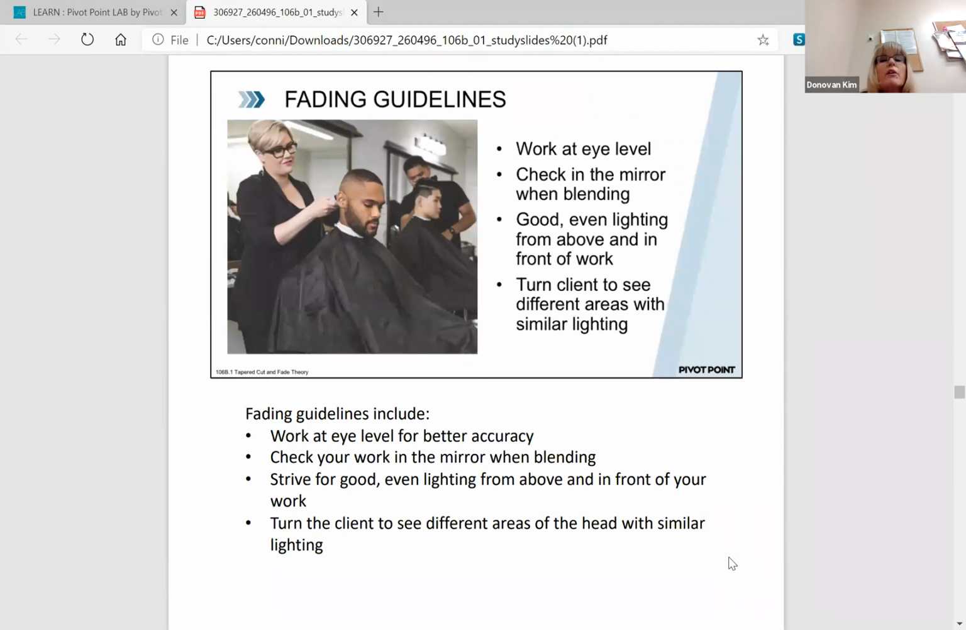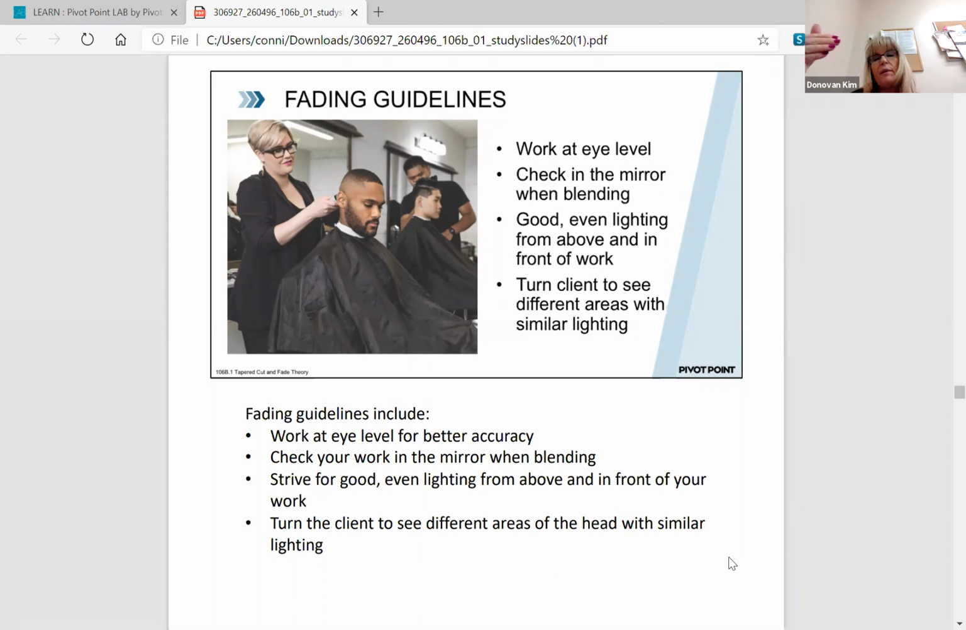So once you figure out what kind of haircut you're doing, there are some things that are going to give you better results. Like one, work at eye level. And notice that sometimes when you guys have your doll heads, you have them real low or real high. Make it eye level, arm level, right? Check in the mirror. Use that mirror to see what you're looking at. Have good lighting and turn the client to see different areas with similar lighting. Remember that that mirror is for you to use. It's not for your client to sit there and look at what you're doing throughout the whole haircut. You need to be turning them so that you can see exactly what you're looking at.